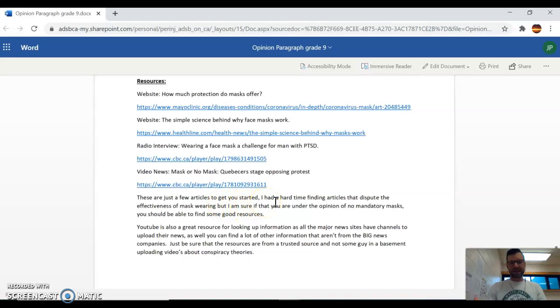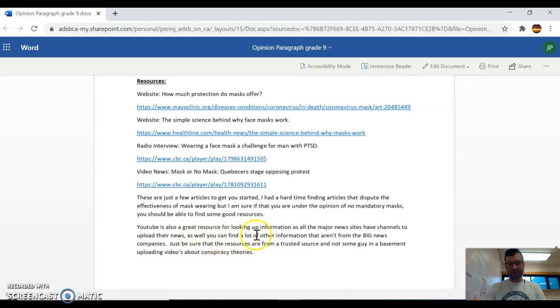I'm going to note that I did have a hard time finding articles that dispute the effectiveness of mask wearing, but I'm sure that if you are under the opinion of no mandatory masks, you should be able to find some good resources if you dig deeper. That's part of the job of writing an opinion article, is to come up and find some of your own resources. YouTube is also a great resource for looking up information, as all the major news sites have channels to upload their news, like CNN, CBC, CNBC, Fox News. They all have their news uploaded into YouTube, one way, shape, form, or another.